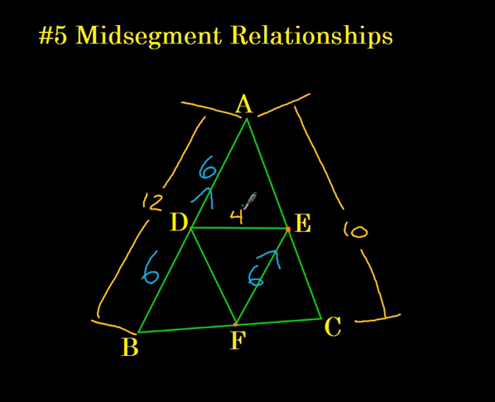If this midsegment here is 4, that means that BF would be 4, FC would be 4, therefore BC would be 8. All right, that is your top 5 in under 5.